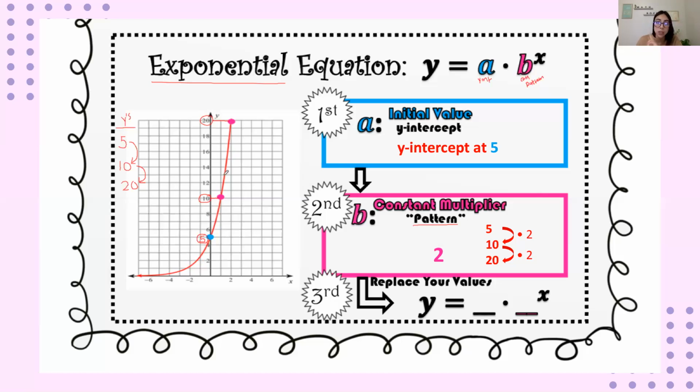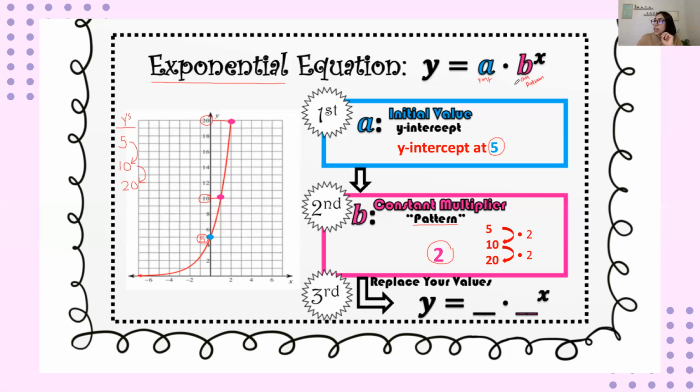Two steps, and you have an equation already. We have our y-intercept is 5. Our constant multiplier is 2. So can I tell you the equation? Is there anybody that wants to try giving me the equation? It's y equals 2, then the multiplication, and then 5 to the power of x. Okay, you're so close. Take a look at the placement. Y equals 5 times 2 to the power of x.